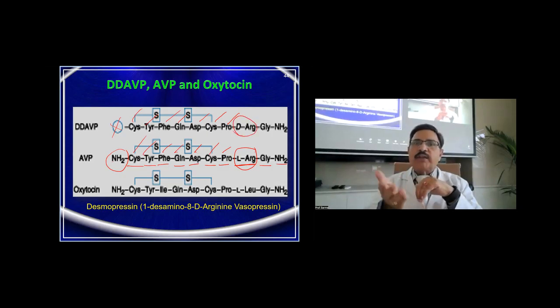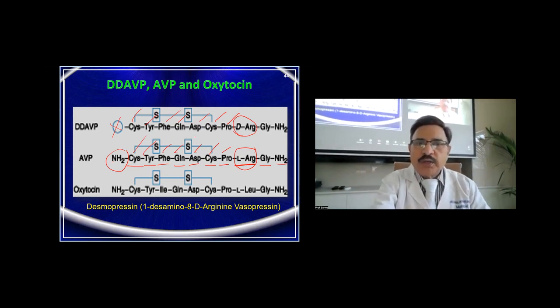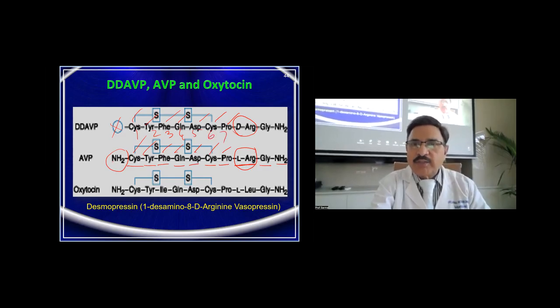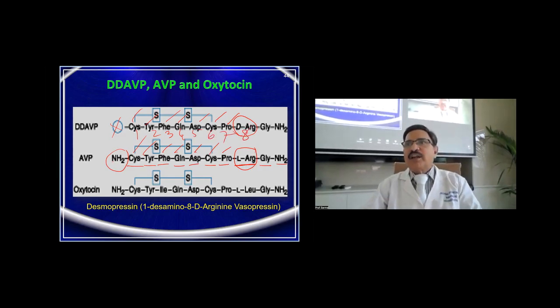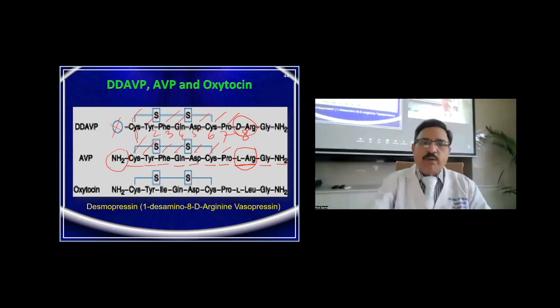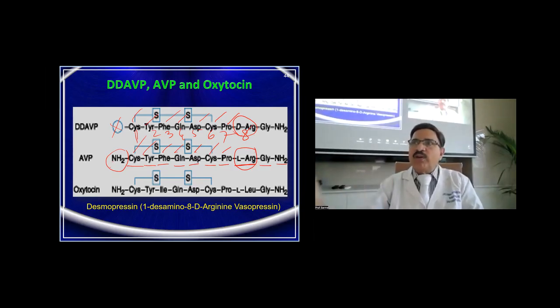The normal one is arginine vasopressin, because arginine is the central molecule. Where is the D-arginine? Counting positions 1, 2, 3, 4, 5, 6, 7, 8, it is in the 8th position. That is why it is called 8-D-arginine vasopressin. At the first position, the amino group is removed: des-amino, no amino in the first position. So 1-desamino, 8-D-arginine vasopressin is called desmopressin or DDAVP.